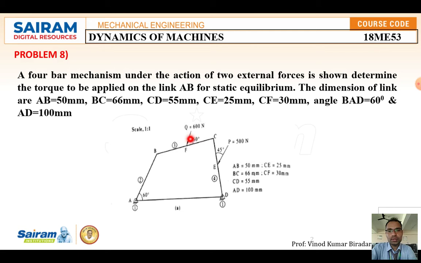In between B and C, one force is acting, that is Q equal to 600 Newton. CF is given as 30 mm, so from this point to this point, over the 30 mm length, one force of 600 Newton is acting. Similarly, one more, C to E, where CE is equal to 25 mm is given. At C to E, again one force is acting at an angle of 45 degrees. So this is the description of the problem statement.